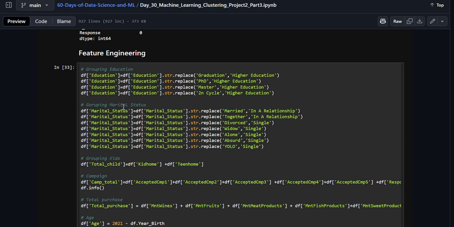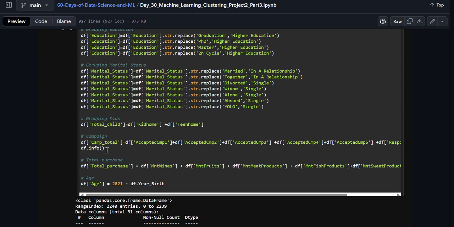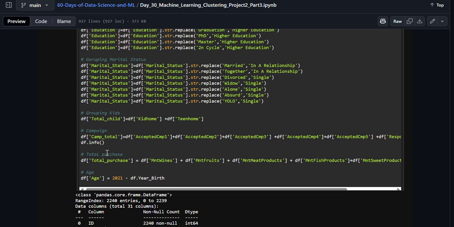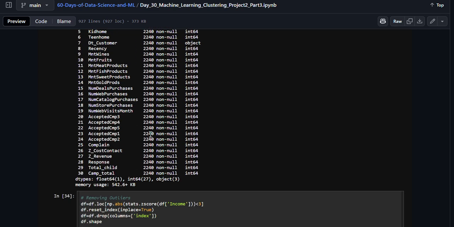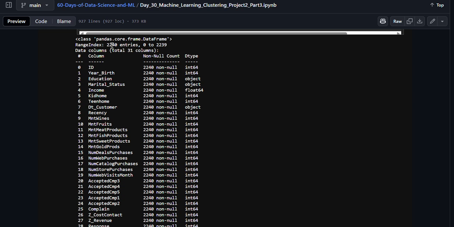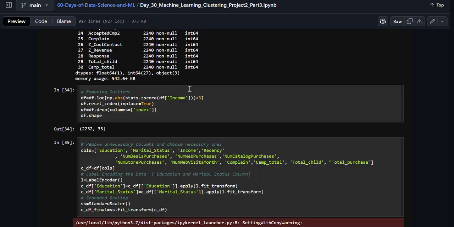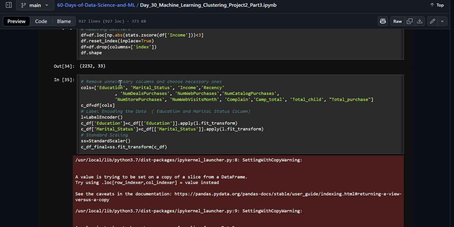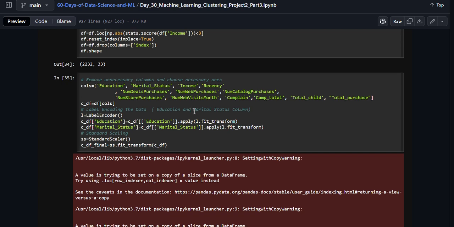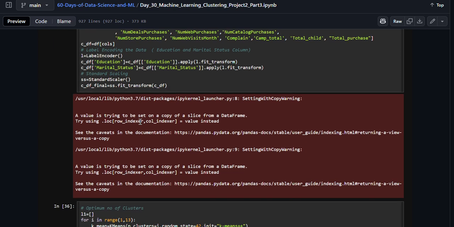So education group, marital status group, kids are grouped, looking at different campaigns, purchasing, and then printing out all the data types and the size of the table. And then we have the removing of outliers. It's removing income and dropping columns, and then removing all the unnecessary columns, label encoding the data, education and marital status columns, and then basically just go from there, do some standard scaling.